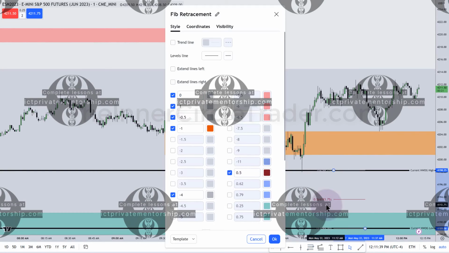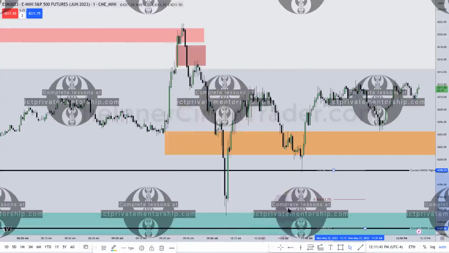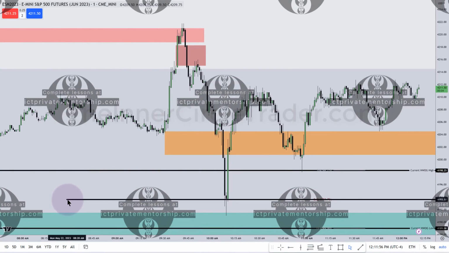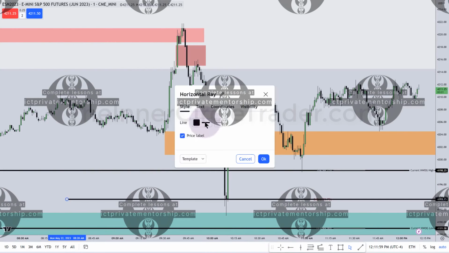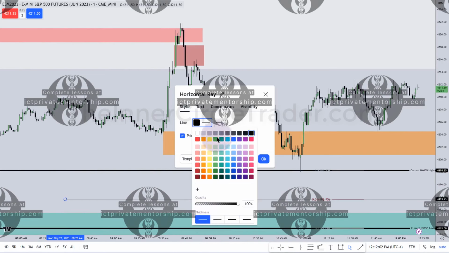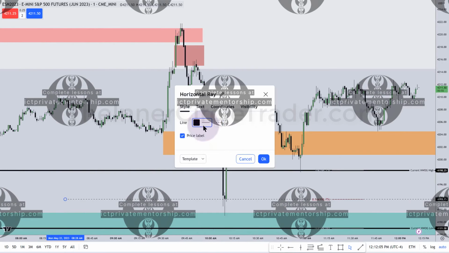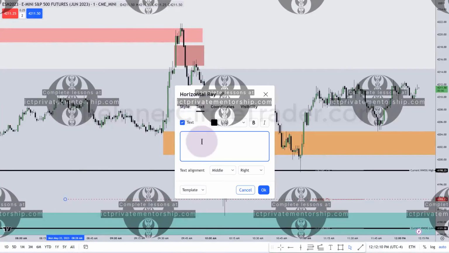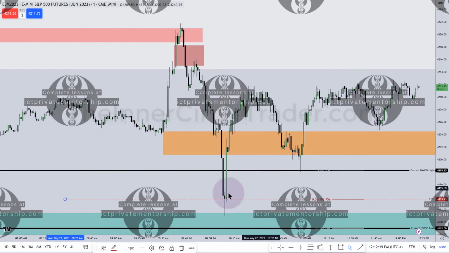So 4193.75. So there's the business there. And we'll just drop a line right there. And the thickness. This is what you're used to seeing. And that's the consequent encroachment of the new week opening gap.